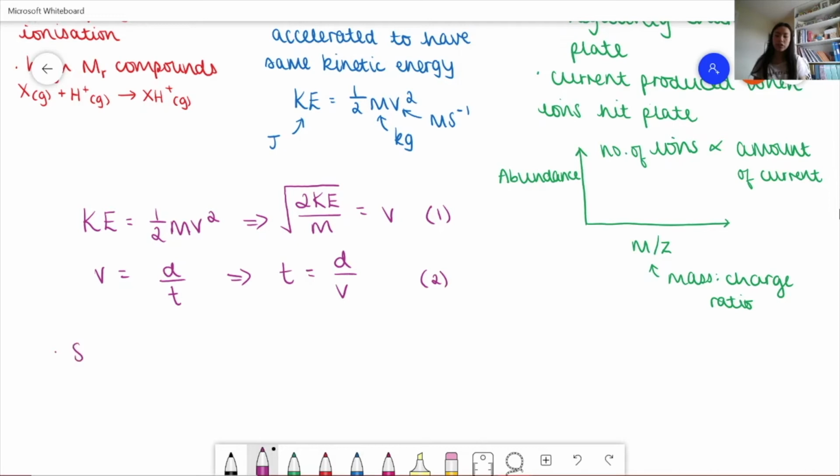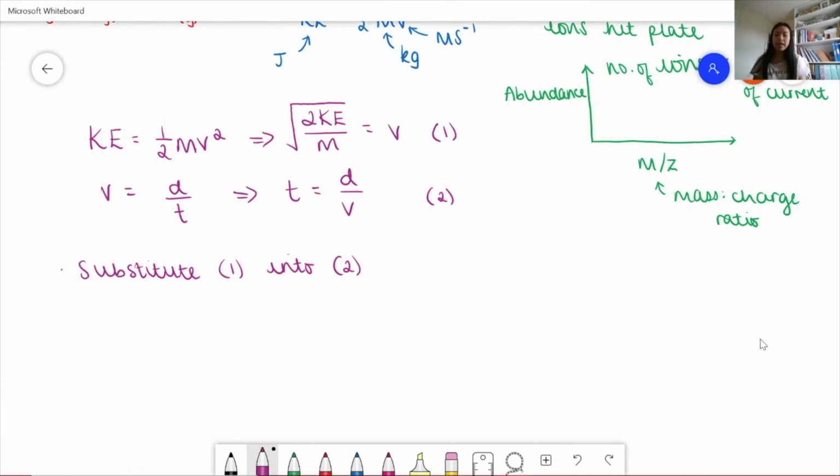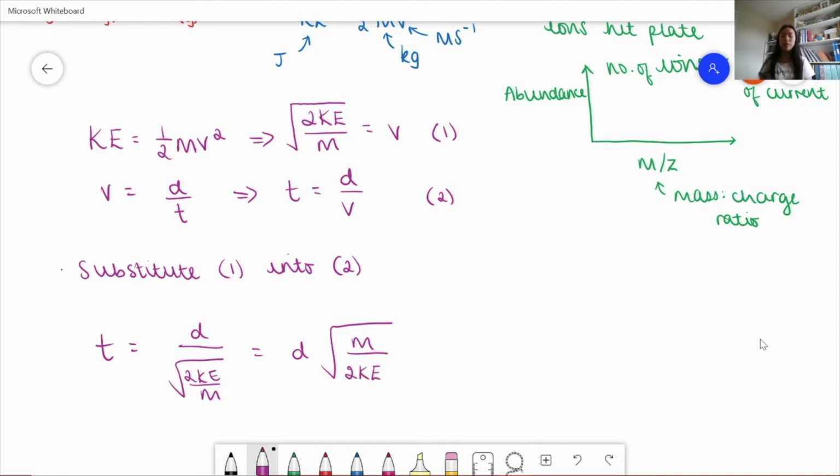If we substitute, so basically put in our expression for v into the second equation. So we substitute 1 into 2. What we get is t is equal to d over the square root of 2KE over m. And this is equal to d multiplied by the square root of m over 2KE, because we have to flip round.